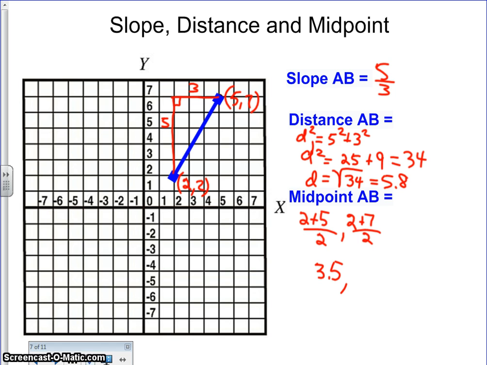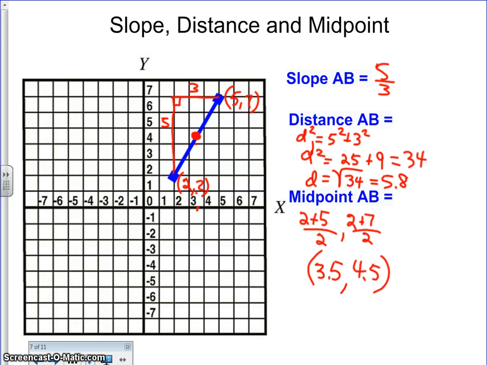2 plus 7 is 9. And 9 divided by 2 is 4.5. So let's check and see if it looks right. Over 3.5, up 4.5. Well, over 3.5 is right here. And then up 1, 2, 3, 4.5. Shazam! That one looks good for being the midpoint.